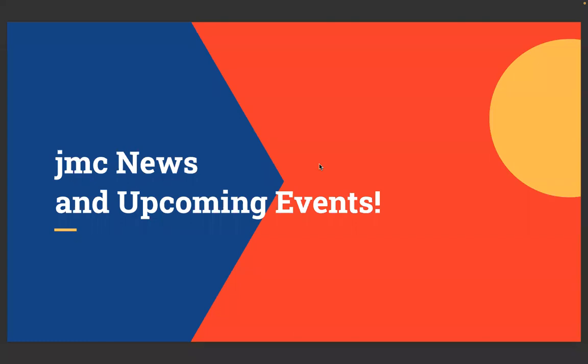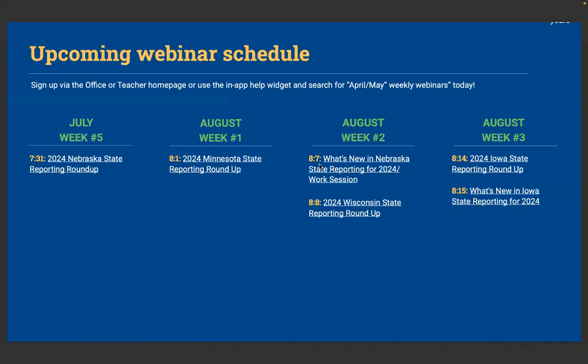And with that, let's hit up some news and upcoming events, JMC style. We finish out July with Nebraska State reporting and Minnesota State reporting. July and August are going to be heavy state reporting months for us on the webinar side of things. So folks that are interested in learning how data needs to be entered into JMC so that it can be properly submitted to your state organizations, please find your appropriate state and register for a roundup. Check out what's new in state reporting in each of these states as well.